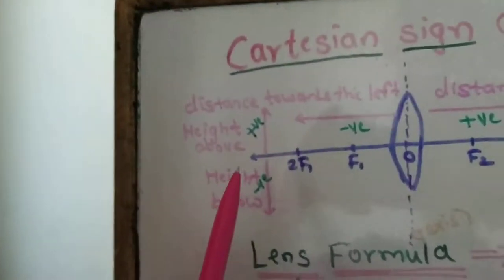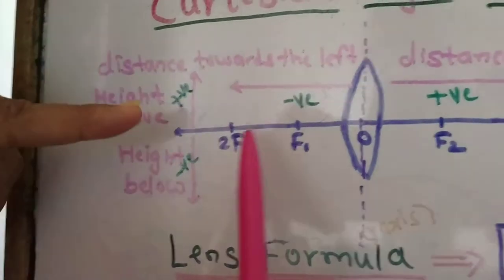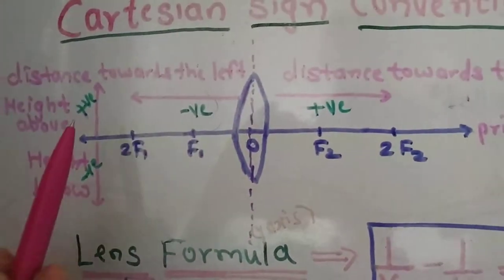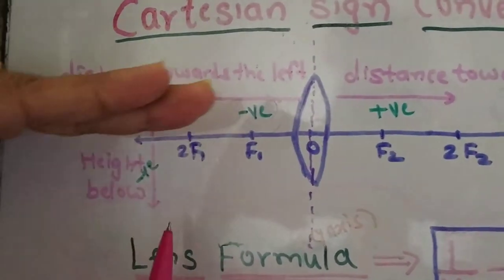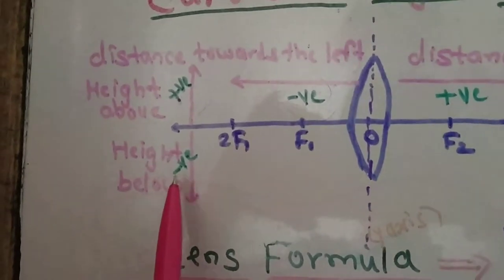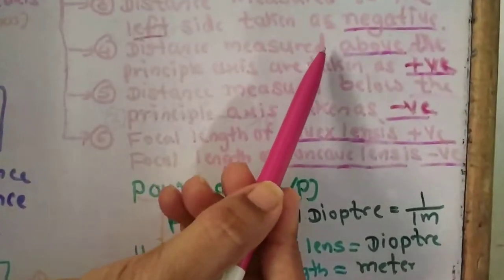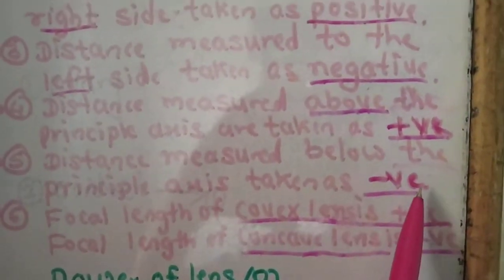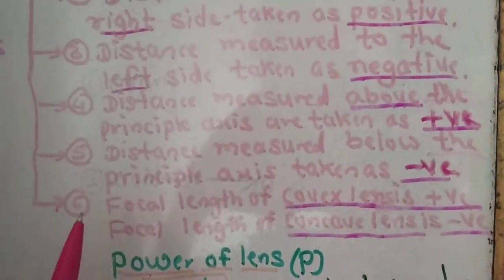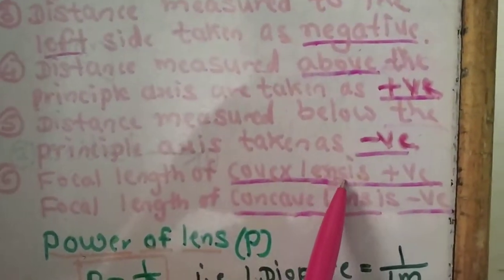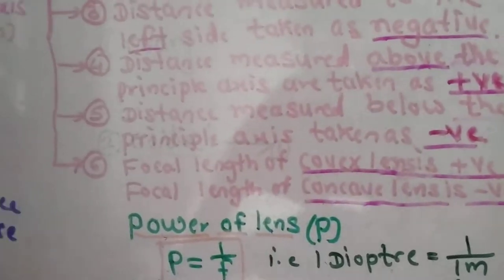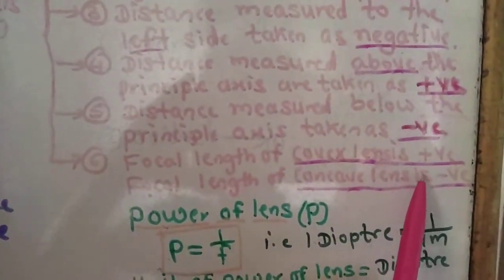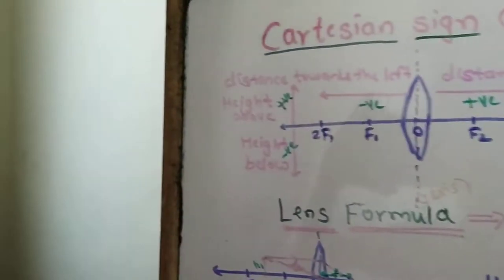Distance above the principal axis is positive, below the principal axis is negative. Distance measured above the principal axis is taken as positive, distance measured below the principal axis is taken as negative. Last, the focal length of a convex lens is positive, and the focal length of a concave lens is negative. Let's see this diagram.